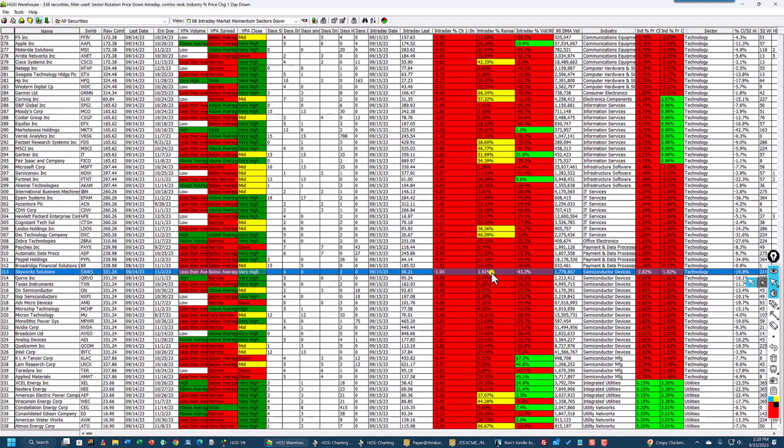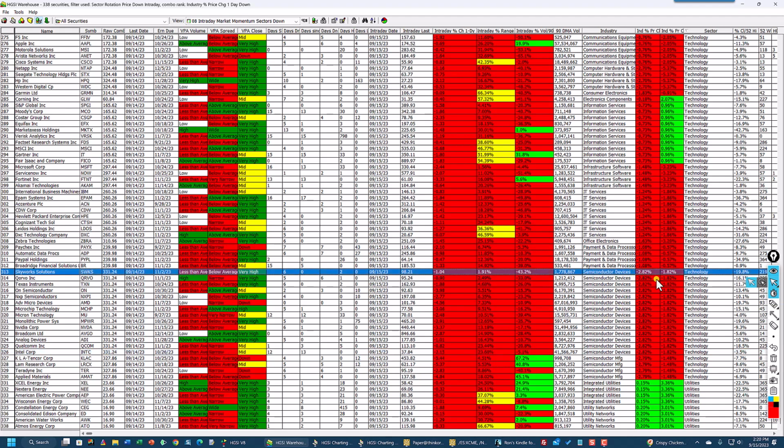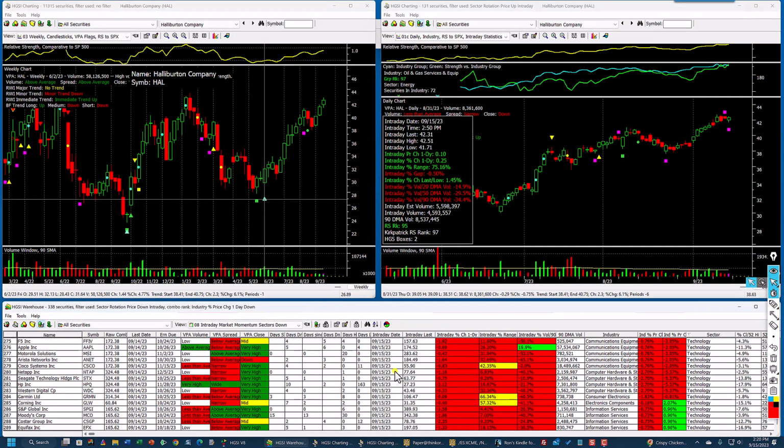And you can see that Skyworks Solutions is at 1.91% of its daily range. The strongest semiconductor is Intel at 23.60% of its daily range. The industry group is down 2.82%. So let's take a look at Skyworks Solutions.